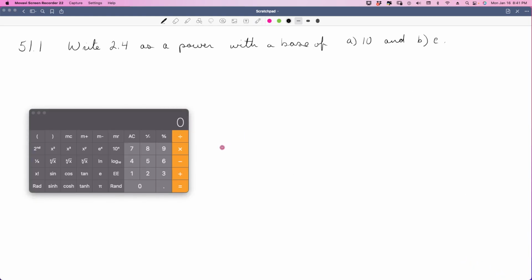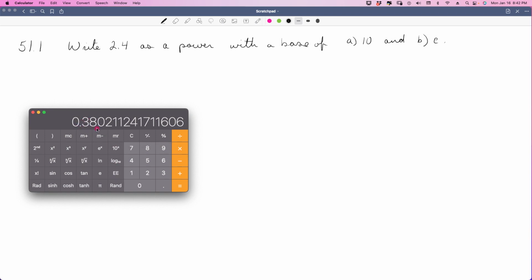All right, here's our first problem. 51.1 says write 2.4 as a power with a base of A, 10, so we'll do that first, and then B with e. So let's practice it with a base of 10 first. So what we're going to do is we are going to enter 2.4 on a scientific calculator, and then we're going to press the log 10 button right here. And this is what it gives us, 0.380. We're going to round everything to 2 decimals when we're dealing with these right now, just for the sake of getting the same answer and getting some understanding on how to do this.